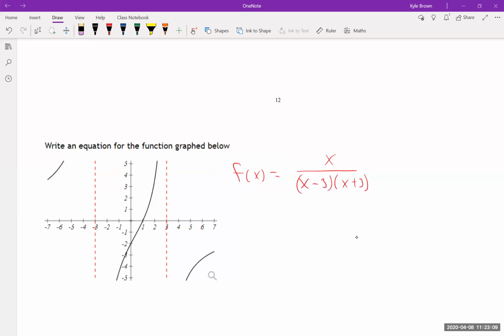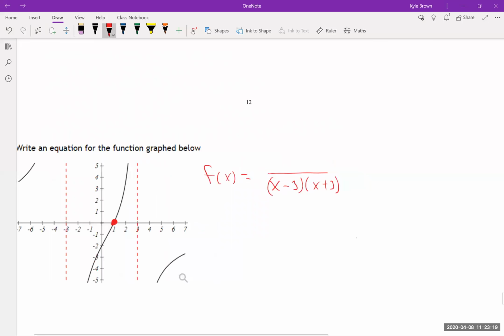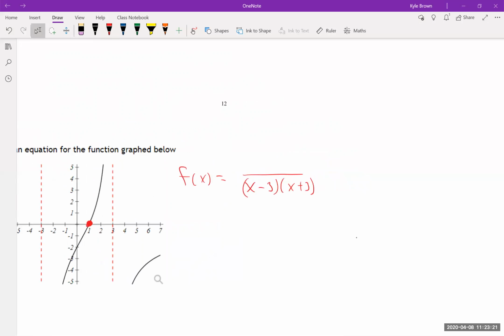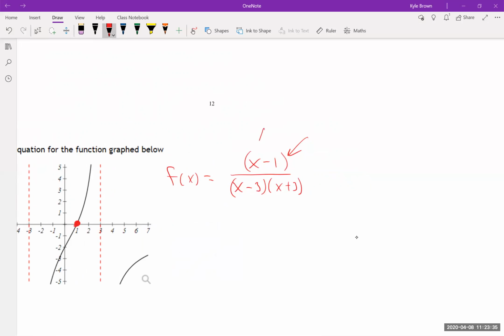But the other way that we can figure out what's up top there is this right here. It crosses through the point 1 at the x-intercept. And why that's important is because if I said x minus 1 on the top here, that has to be the case. If I threw the point 1 in for x, that would make this 1 minus 1. That would make the entire top equal to 0.